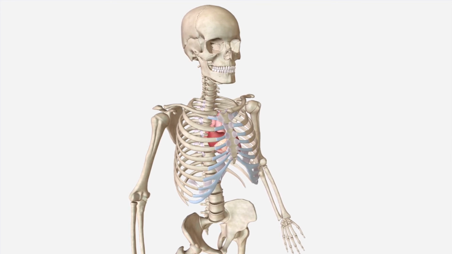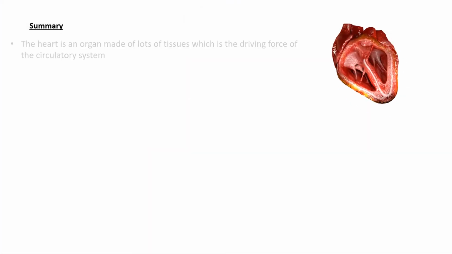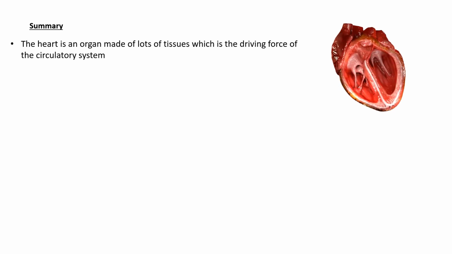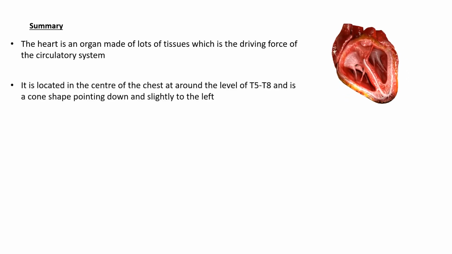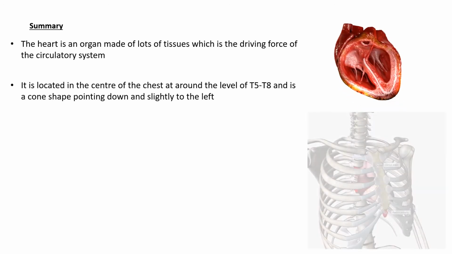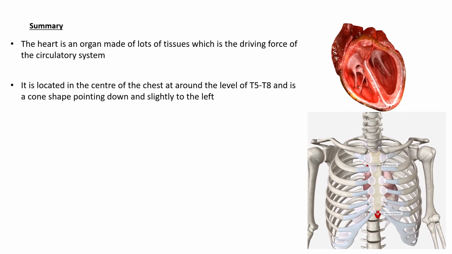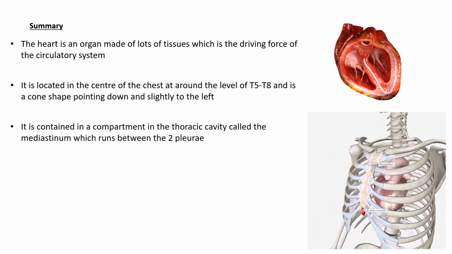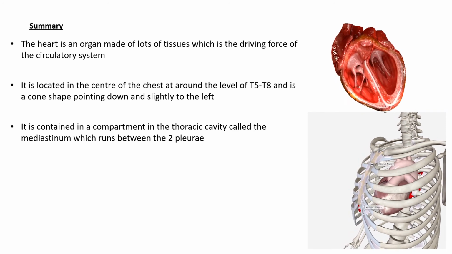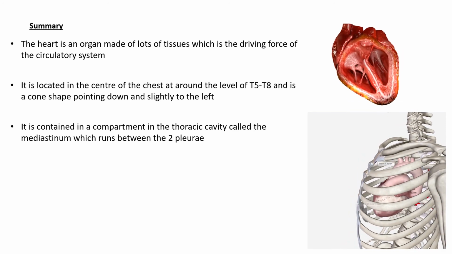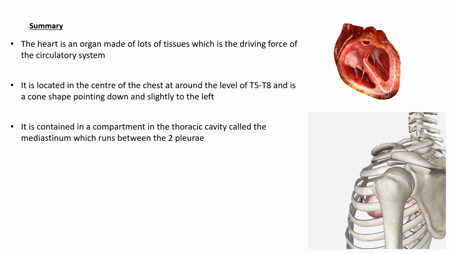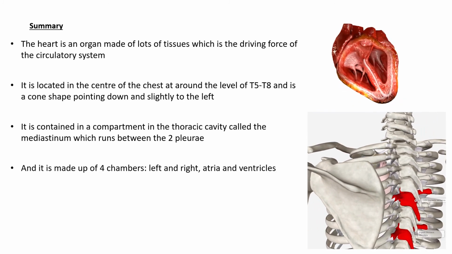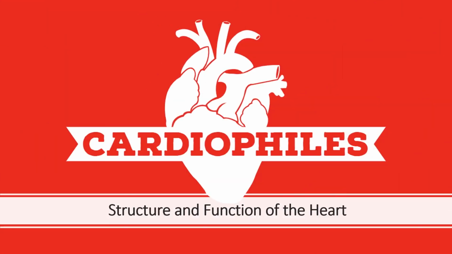Let's just recap what we've learned. The heart is an organ made of lots of tissues, which is the driving force of the circulatory system. It is located in the centre of the chest, at around the level of T5 to T8, and is a cone shape pointing downwards and slightly to the left. It is contained in a compartment of the thoracic cavity called the mediastinum, which runs between the two pleurae, and it is made of 4 chambers, left and right atria and ventricles.